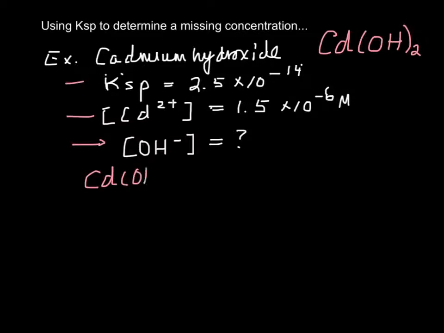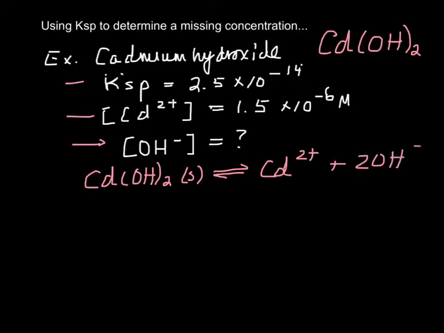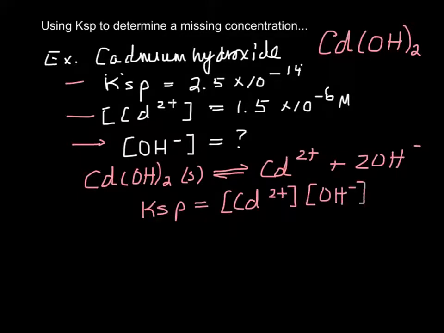And the reaction is always the solid compound ionizing very slightly into its ions, okay? And then I go ahead and I write the KSP expression, okay? So that's going to be, like we did in the last video, the cadmium ion times the concentration of OH minus, and that will be squared because of the coefficient 2. And now all I have to do is plug in the numbers I have.